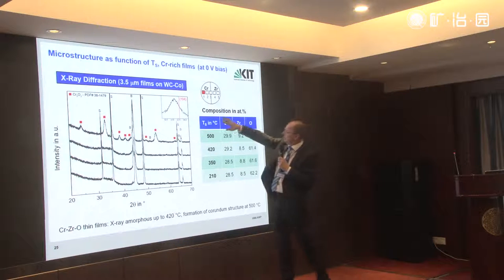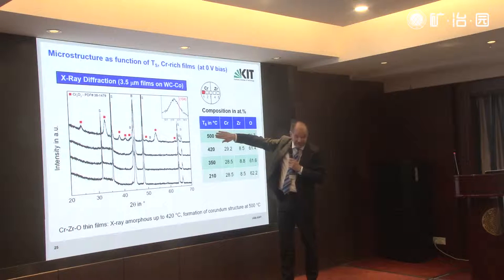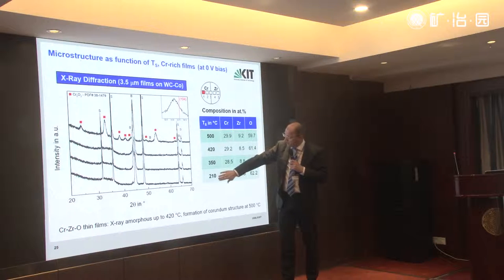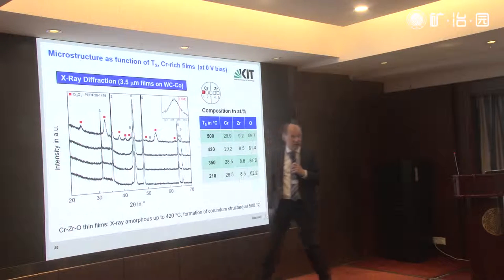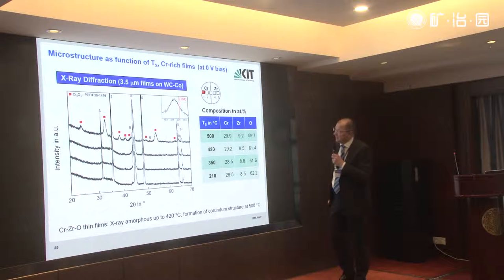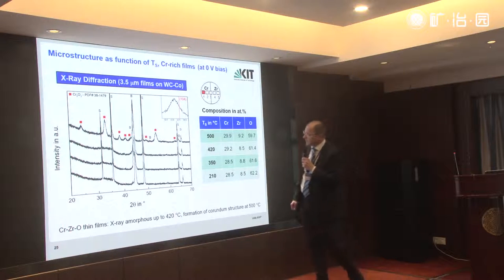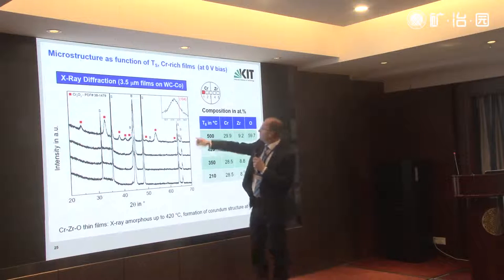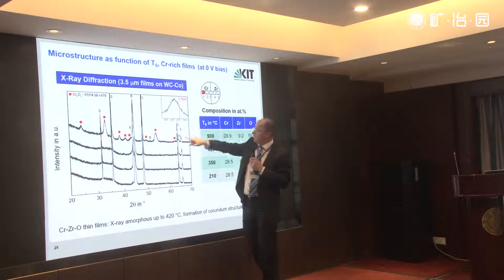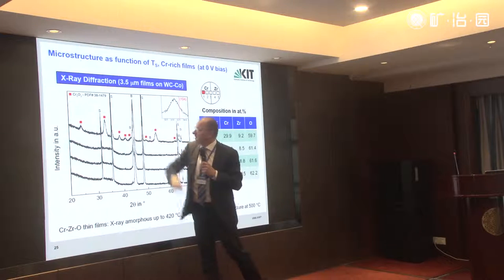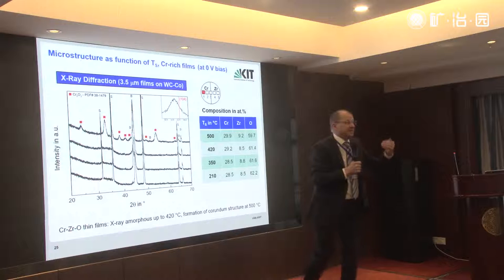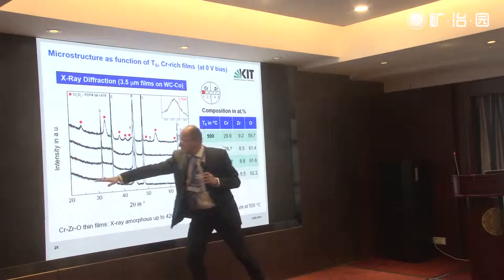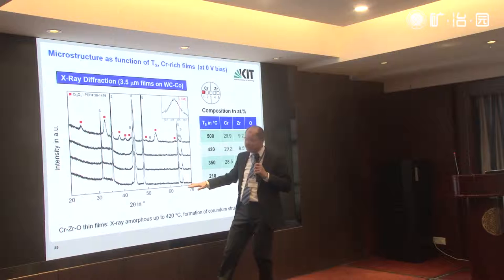And we have seen here different applied temperatures: 500 degrees, 420, 350, 210. You see here the related X-ray diffraction patterns. What we can see is that at higher temperature, at position number 1, we have a nice crystallization of the chromium oxide, the corundum-type material, whereas at lower temperatures we have a completely amorphous material.